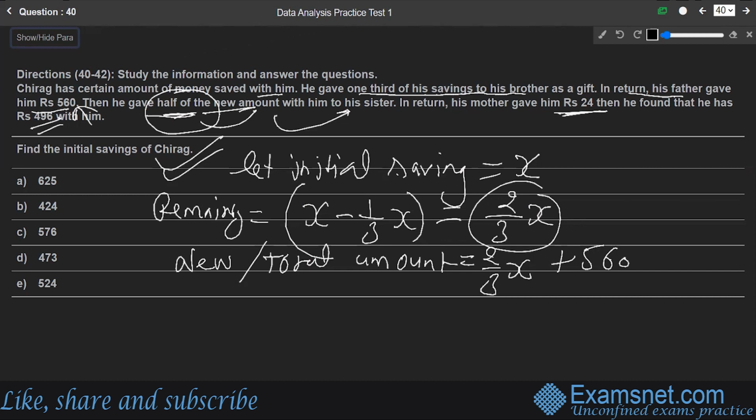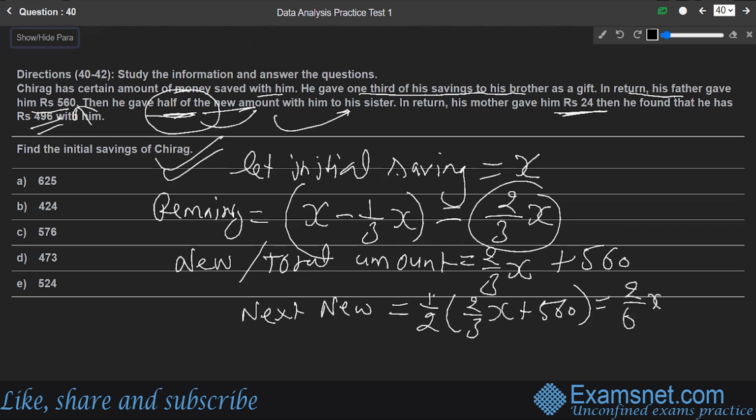Next, he is giving half of the new amount with him to the sister. So half has been given, so only half would be left. Let us write it: the next new amount will be half of the earlier amount, that is 1 by 2 of 2 by 3x plus 560. That makes it 2 by 6x plus 280. This is how we take half of 2 by 3x plus 560. This is the next new amount with him.